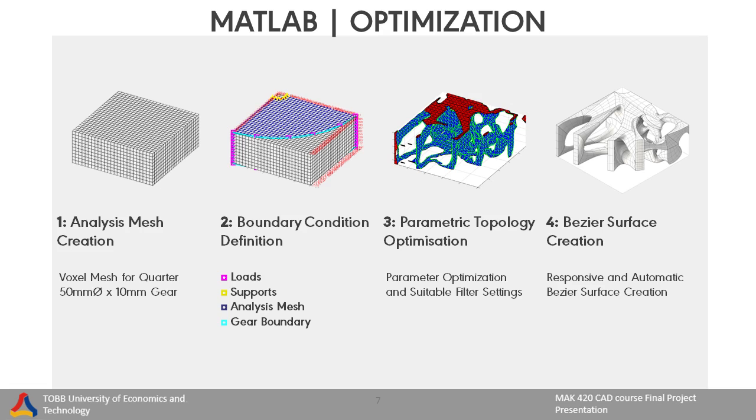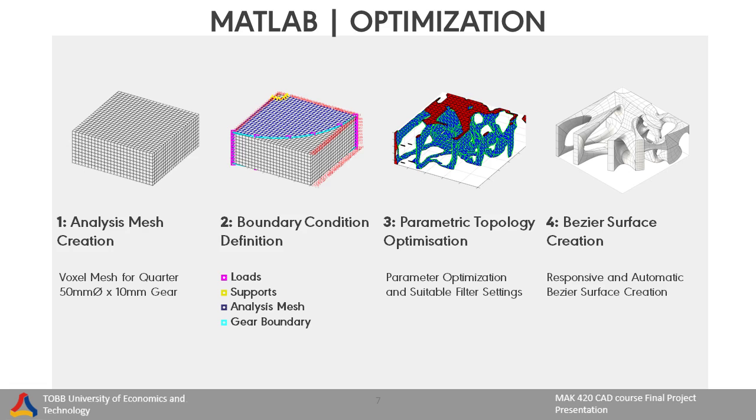Before initiating the topology optimization in MATLAB, it is necessary to produce a voxel mesh structure which suits the required gear dimensions. After numerous experiments, it is found that analyzing 1/4 of a gear is time efficient while providing homogeneous structures within the analysis boundaries, minimizing the compliance.